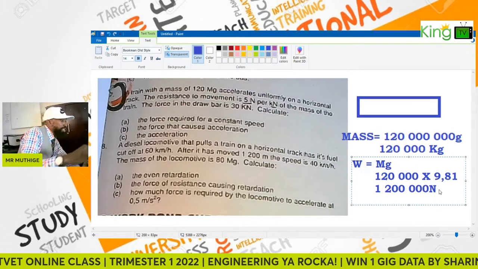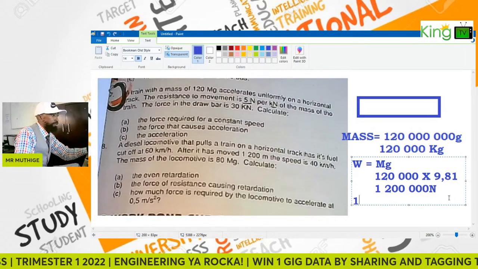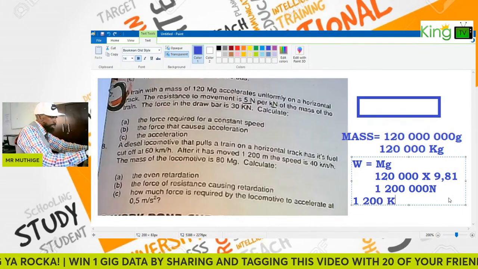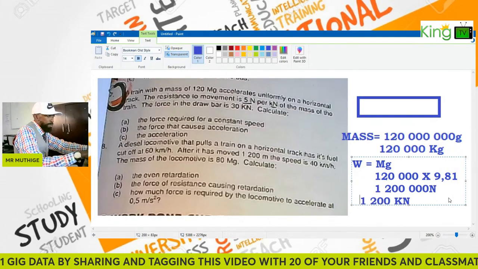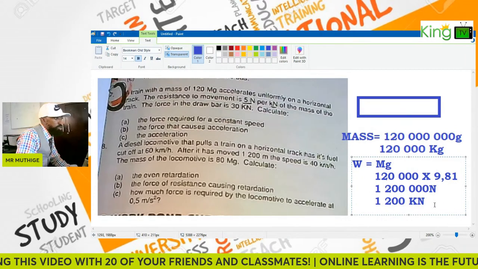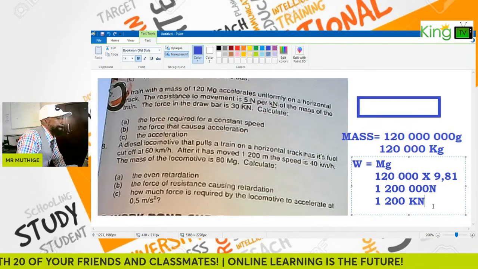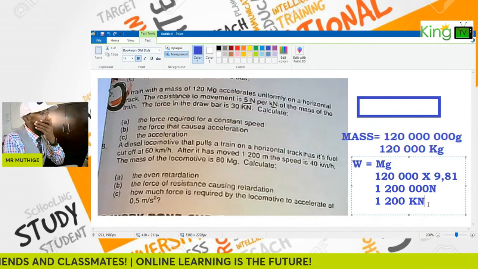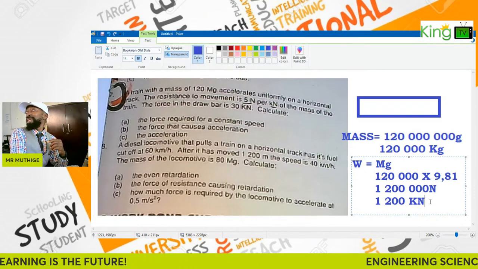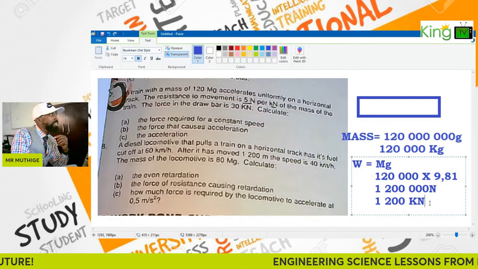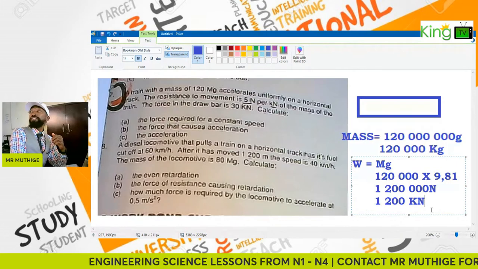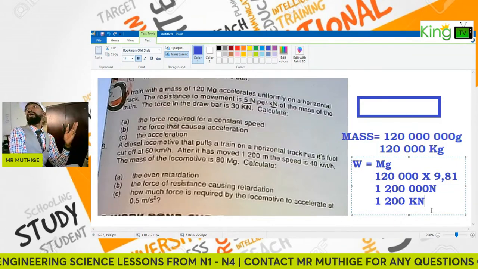And now, when I want to put this in kilo, what is it going to be? It's going to be 1,200 kilonewtons. So, what else do we need? 1,200 kilonewtons is what you have. Are we agreeing with each other? 1,200.